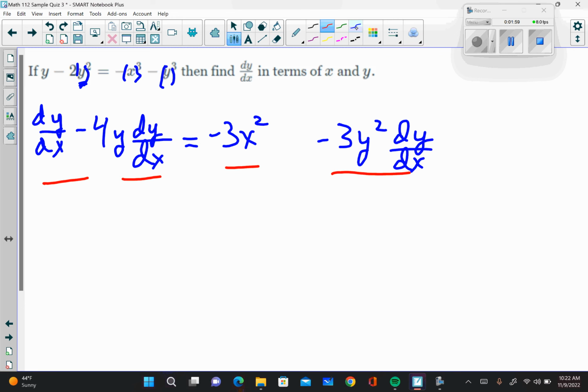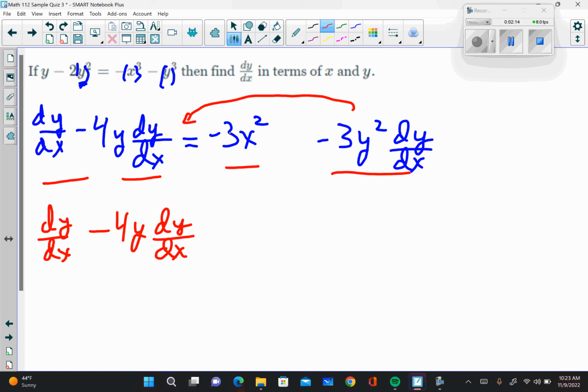I'm now going to write every term that has a dy over dx, all the ones I underlined. So dy over dx minus 4y dy over dx. This term, because it has dy dx, has to move to the other side of the equal sign. It turns into a positive 3y squared dy over dx. And then on the other side of the equal sign, we write every term that does not have dy over dx.